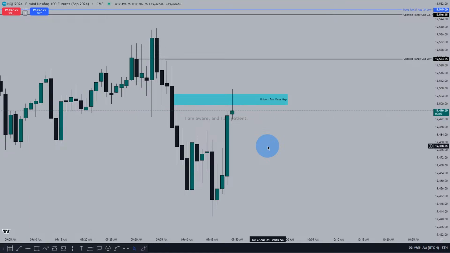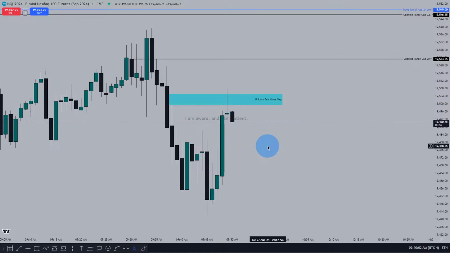Gold view. I don't trade gold. I don't care what it's doing. Doesn't matter to me. I'm not interested in seeing what the chart looks like on gold, just simply because I don't trade it. So I'm not going to be looking at gold.